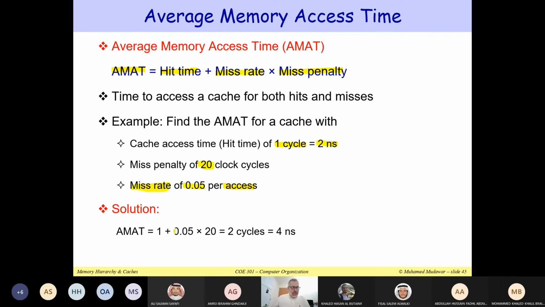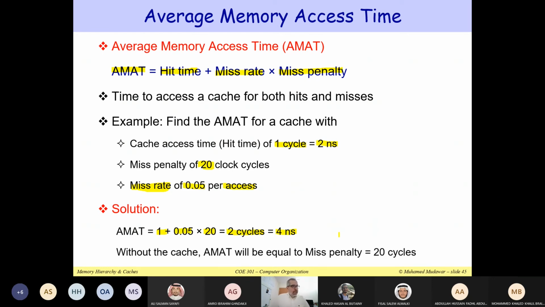So we have 0.05 multiplied by 20, which is the miss penalty. We get the result as 2 clock cycles. So that's on average. That's my average memory access time. Now 2 cycles, if you would like to convert it to time, you multiply. The 1 cycle is 2 nanoseconds, so 2 cycles must be 4 nanoseconds.